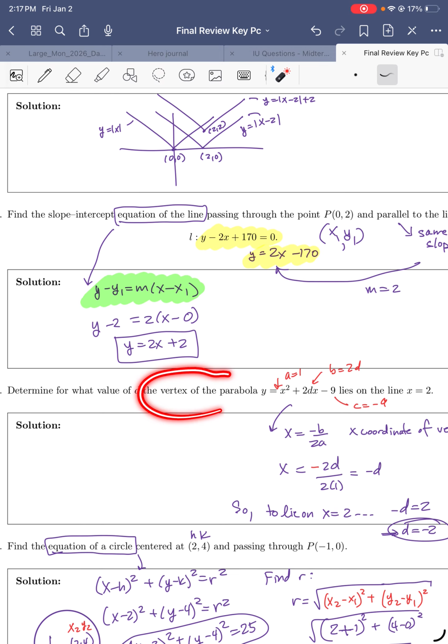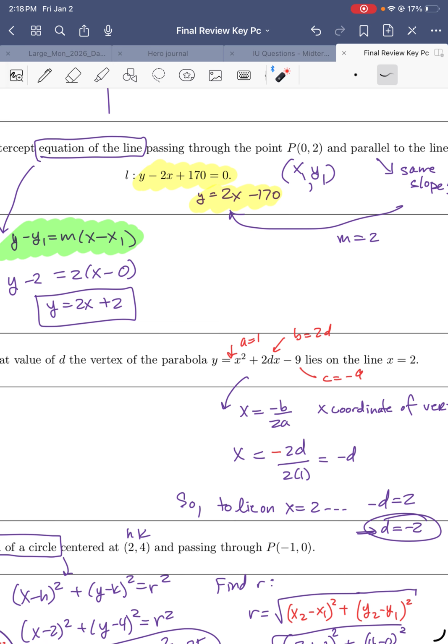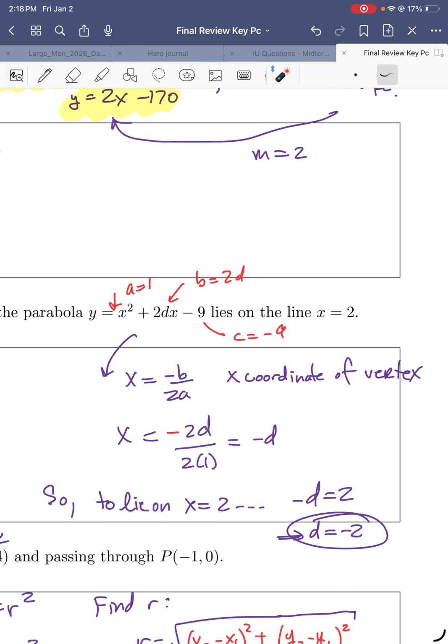For what value of d is the vertex of the parabola on the line x equals 2? Well, I know the x-coordinate of the vertex is always negative b over 2a. If you don't have that memorized, memorize it. So this means that my a is 1 and my b is 2d in this case, where d is some constant. So I do negative b over 2a, and I get that x must be equal to negative d.